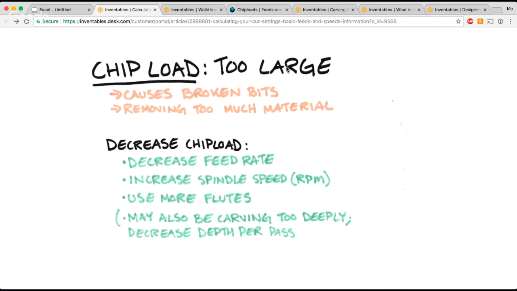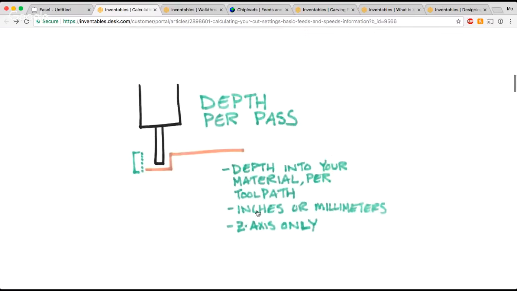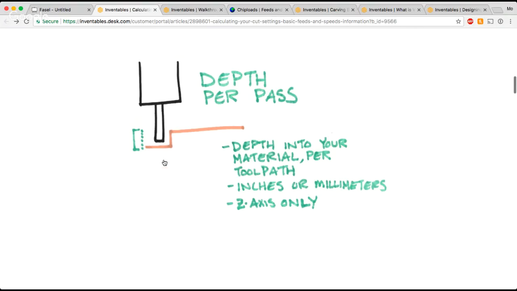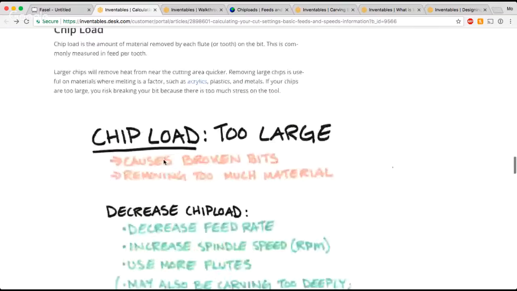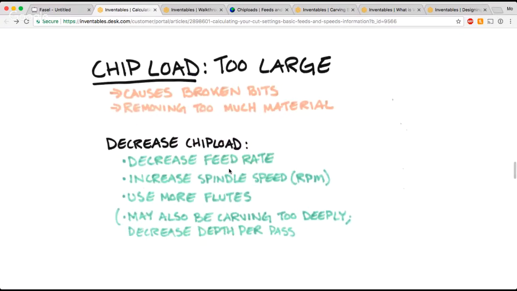In some situations, you might find that your chip load is too large because you're carving too deeply. So if your depth per pass, I'll scroll back up here, if your depth per pass is too big, that's also going to cause bit deflection because your bit is too far into the material for how rapidly it can remove that material. It's basically just putting unnecessary stress on the bit. So if you're having tear out, or poor part movement and some of that bit deflection, that could also be a result of your chip load being too big. So those are kind of the basics about chip load.